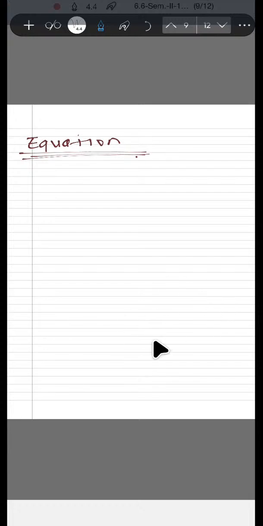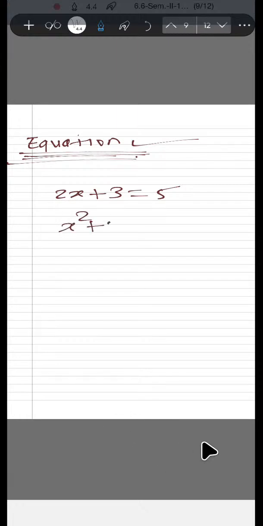Okay, like what? Or another way I can explain it: a day-to-day life statement, if we are going to express it in the form of mathematics, then that is also nothing but what? The equation. Okay, simply here we can convert any statement in terms of mathematics, and that is nothing but an equation. Like 2x plus 3 is equal to 5, correct? Then x square plus 5 is equal to 25, such as that.